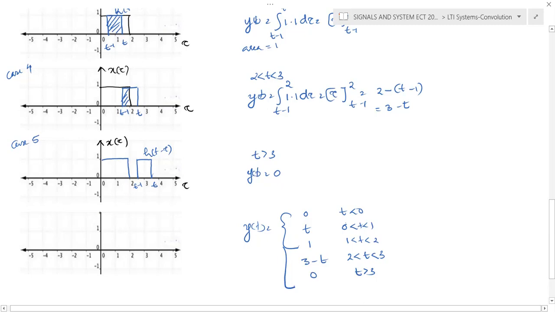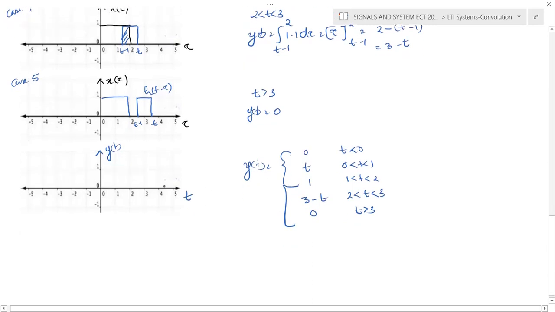And if you draw the waveform, this is y of t. Please remember that this is with respect to t. We need to draw the final result. For t less than 0, it's 0. From 0 to 1, it is t. So it's a straight line, and we can find the extreme points by simply putting t equal to 0. You will get 0. When t is equal to 1, it's 1.